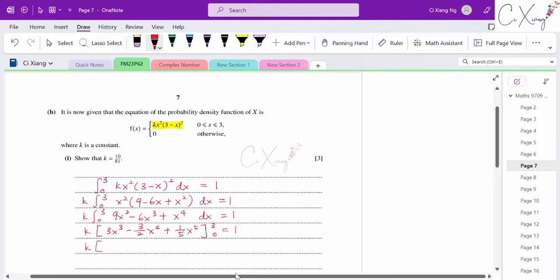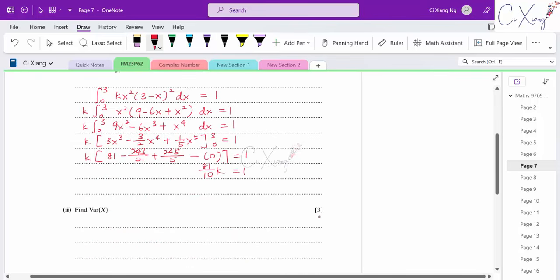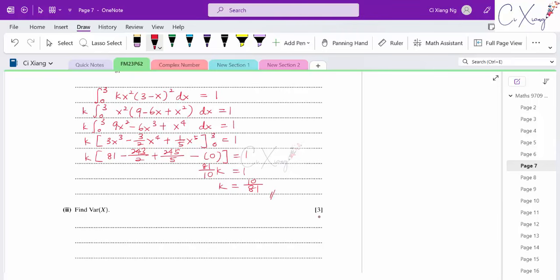So from here, if I try to simplify my answer, substitute 3 into the x, I'm having 81 minus 243 over 2, then plus 243 over 5. Then now I want to substitute 0 into the whole equation. I will get a 0 here, and it is equal to 1. So by using the calculator, you should get 81 over 10 k equals to 1. And from here, you'll get the value k equals 10 over 81. Alright, so this is a straightforward question. Just make sure that you don't make any careless mistake for integration.